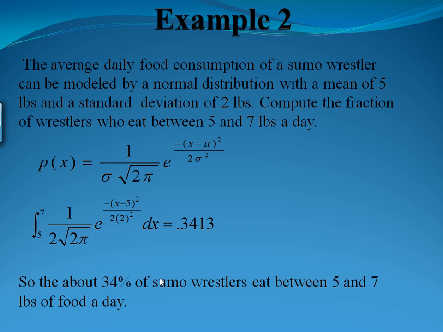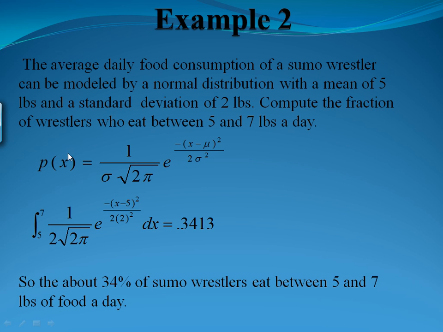Example 2. Let's look at a normal distribution problem. The average daily food consumption of a sumo wrestler can be modeled by a normal distribution with a mean of 5 pounds and a standard deviation of 2 pounds. Compute the fraction of wrestlers who eat between 5 and 7 pounds a day.